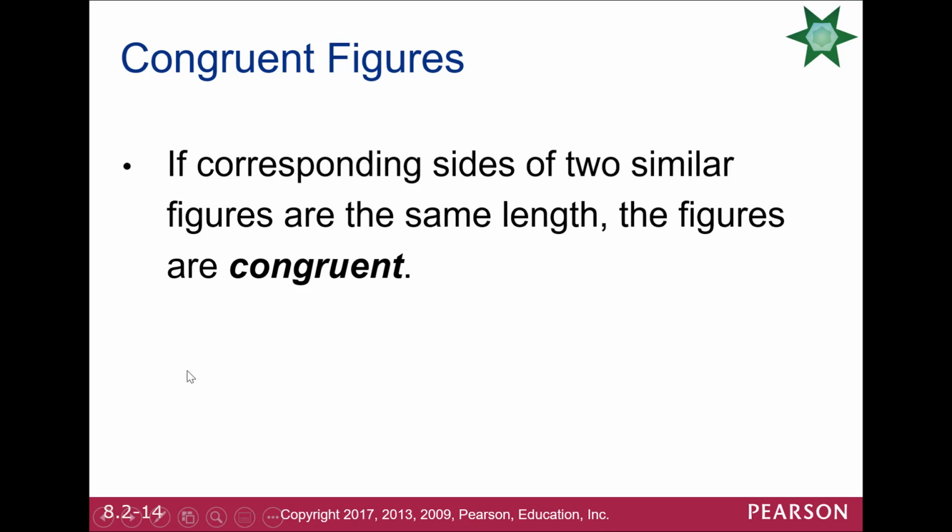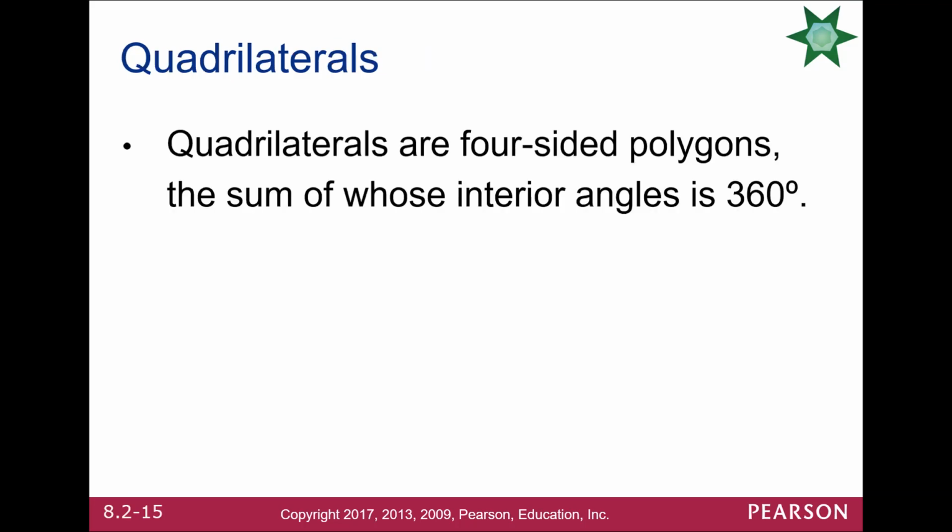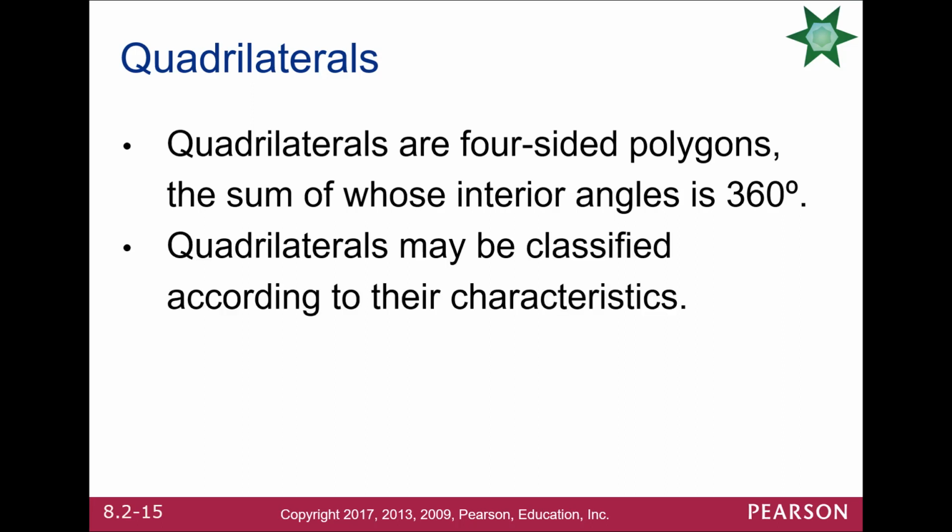If you have two similar figures, or two figures you're looking at where the sides are the same and the angles are the same, we call them congruent. You could have a quadrilateral, a four-sided shape, with inside angles adding up to 360.